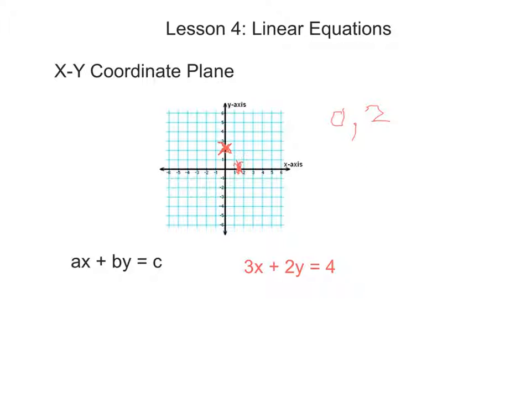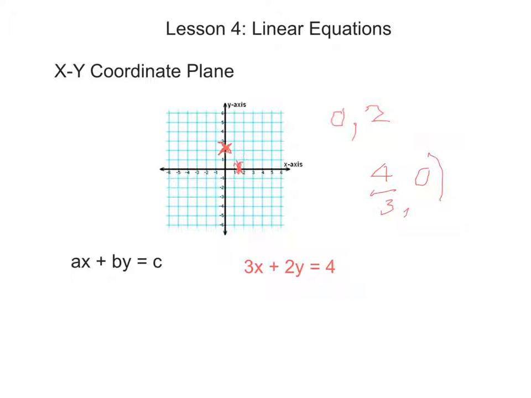Now if I plug in y equals 0, I'll get 3x is equal to 4, or x is equal to 4/3, or specifically 1 1/3. And again, on the graph, I have marked that point. So that point would be correctly identified as (4/3, 0).